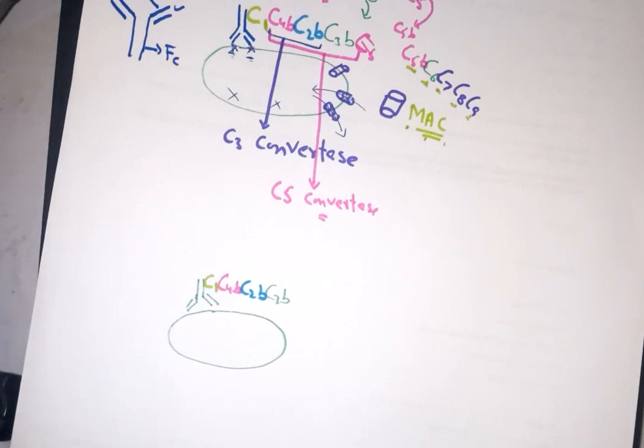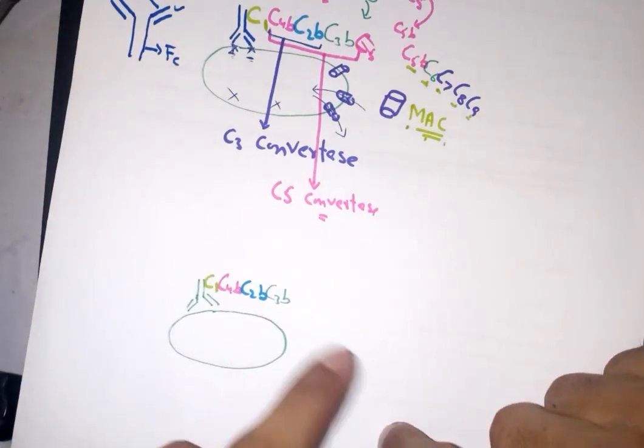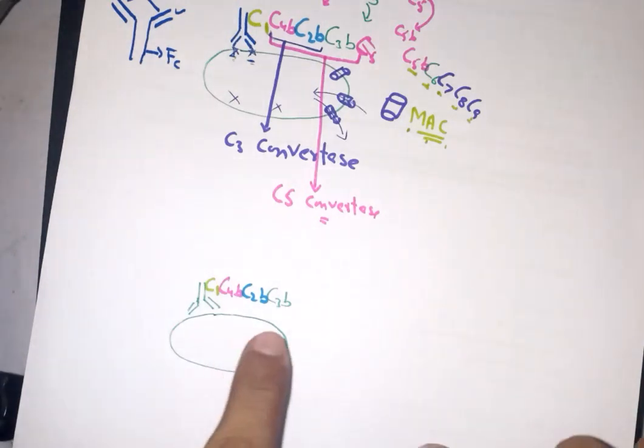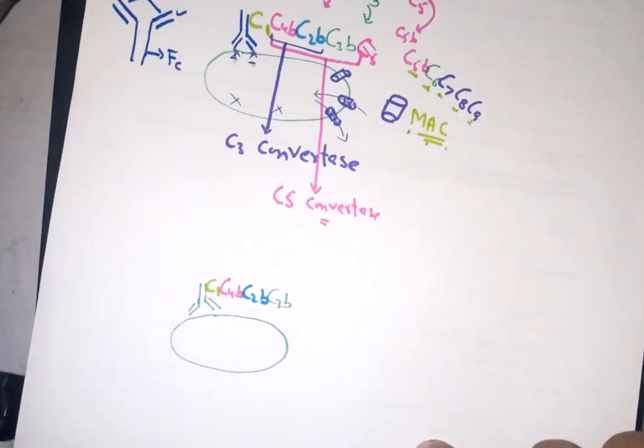Now, in the definition, I explained that these complement proteins basically increase the phagocytic capacity of the phagocytic cells. How does it increase the phagocytic capacity? This complex basically acts as a sweet candy. It attracts the phagocytic cells like neutrophils and macrophages. How does it attract? Let me show.